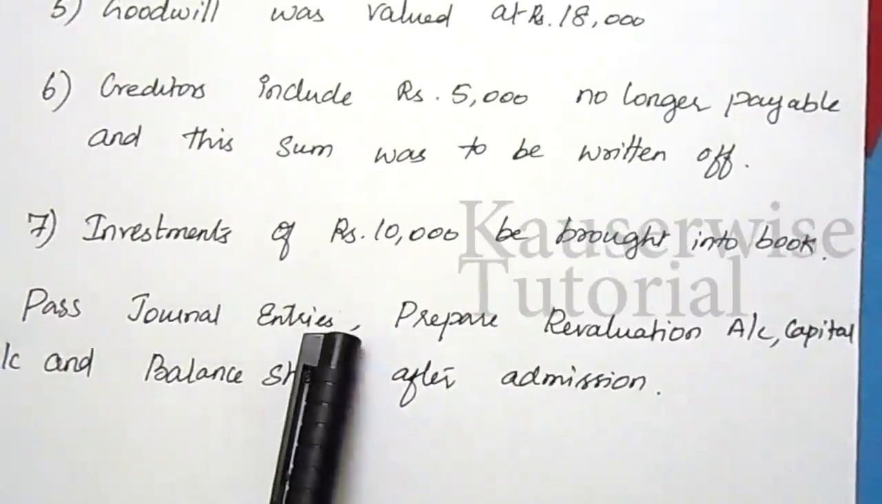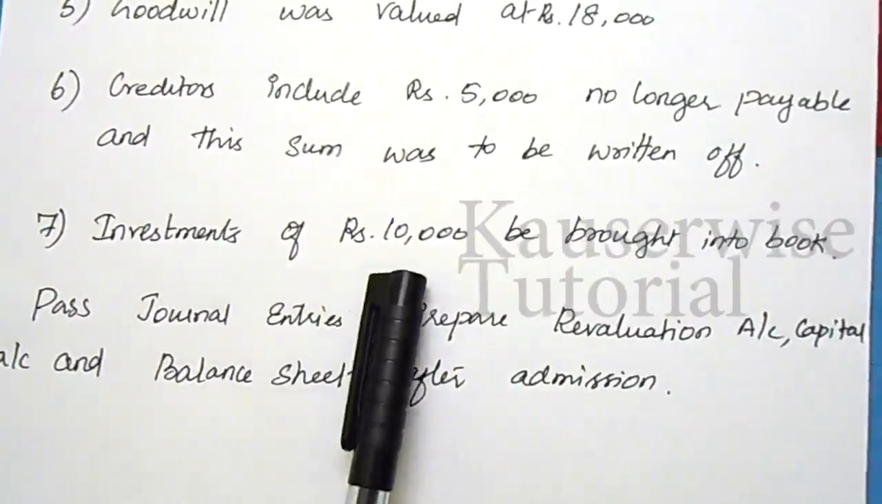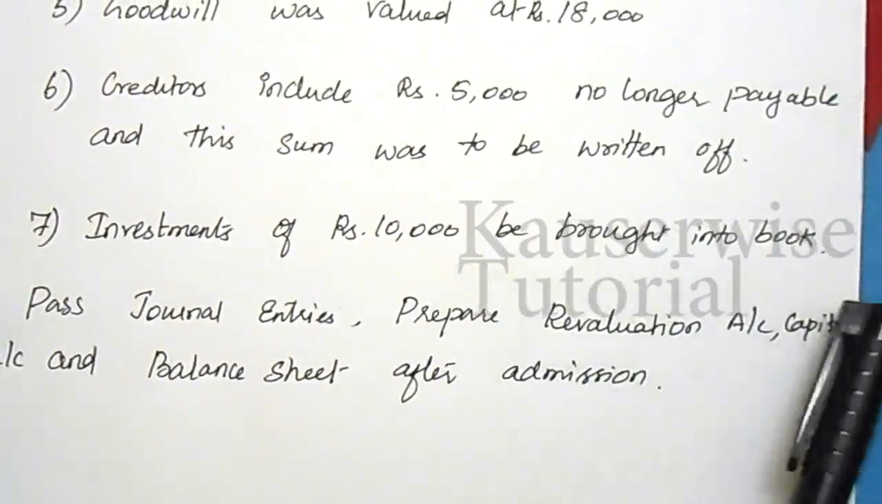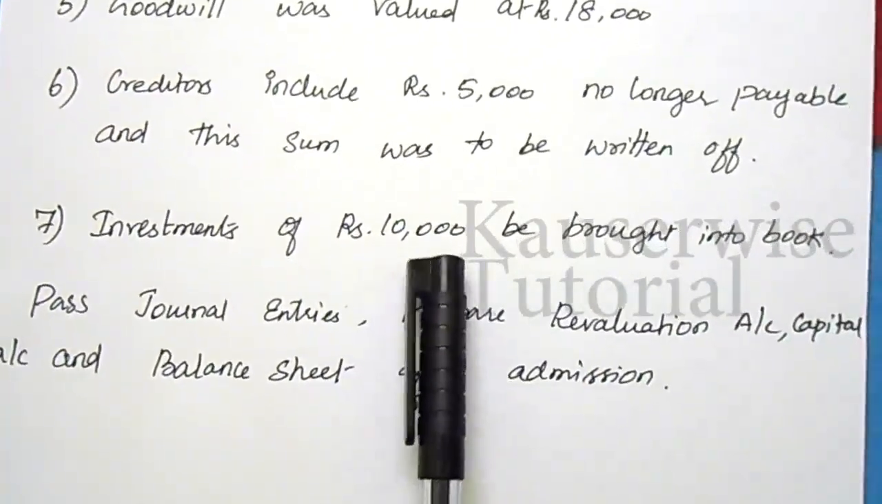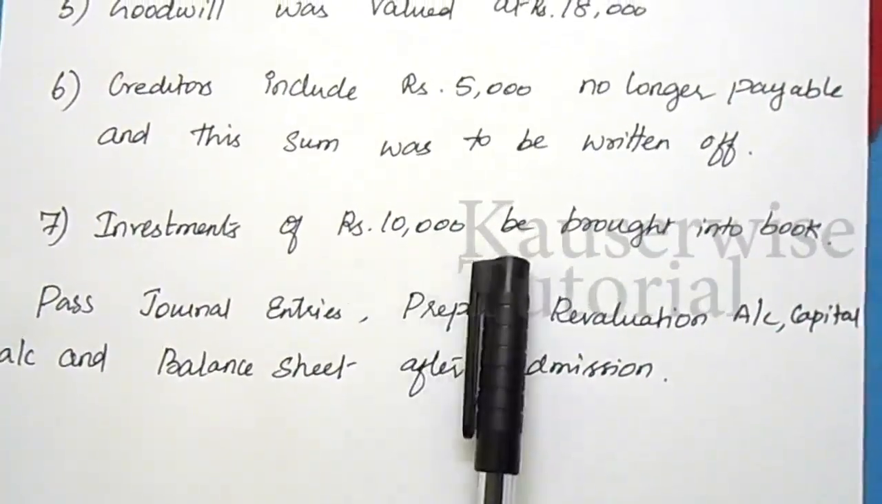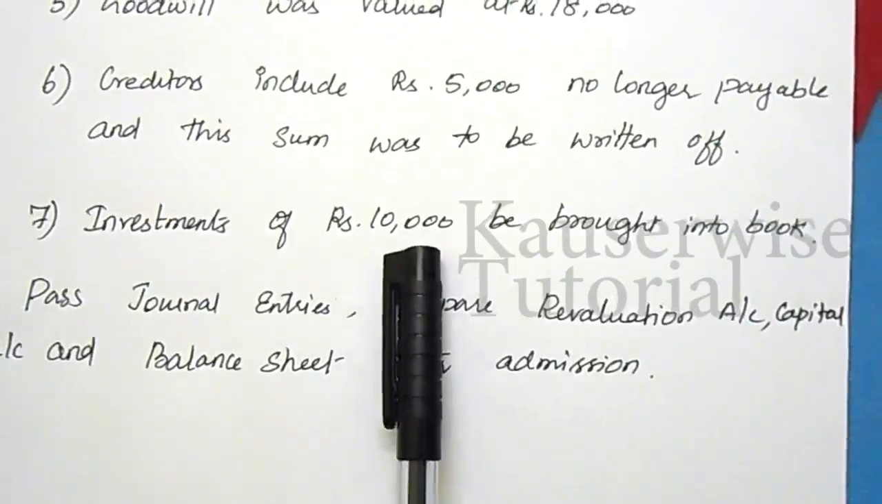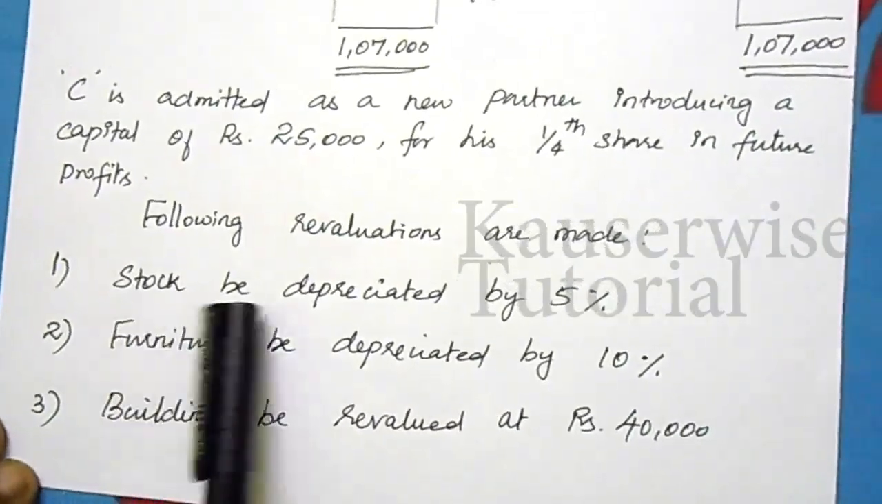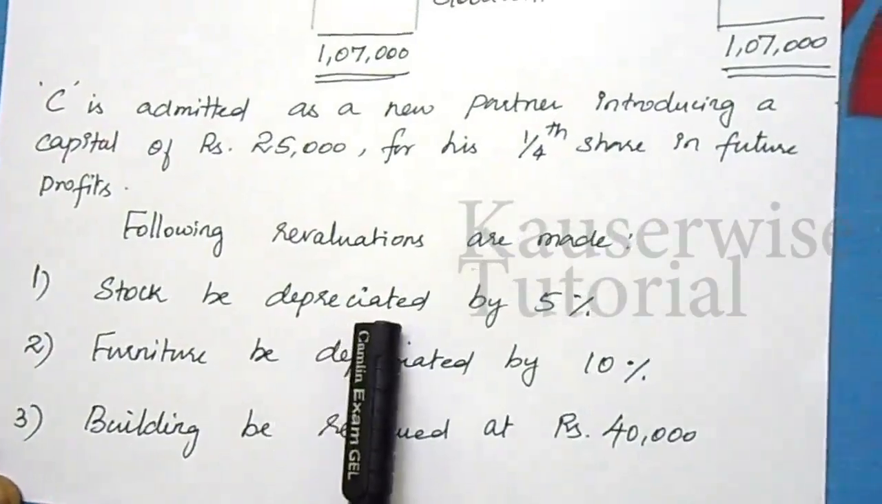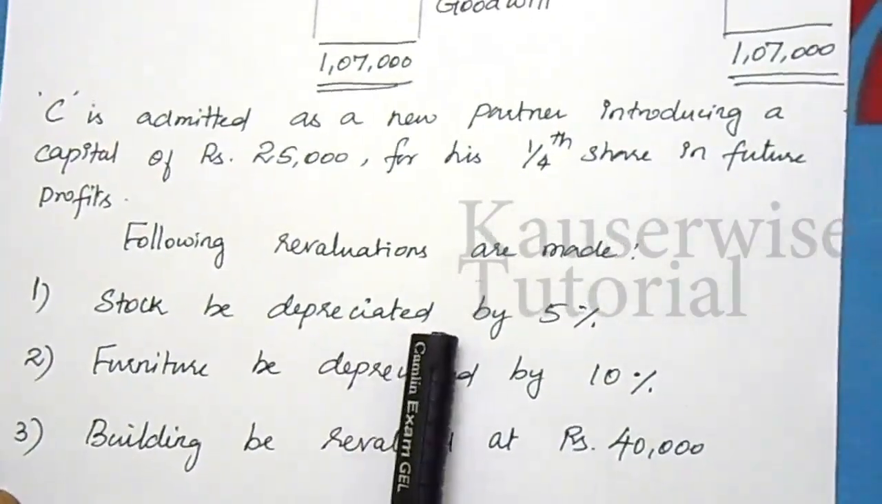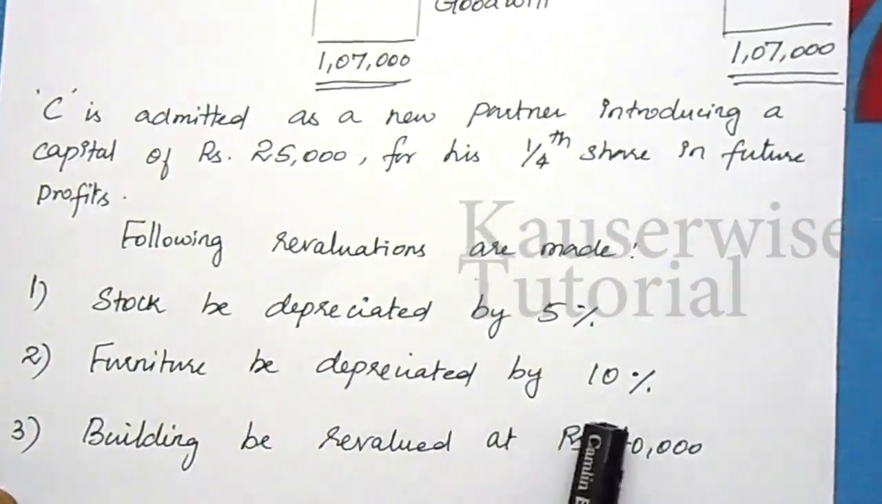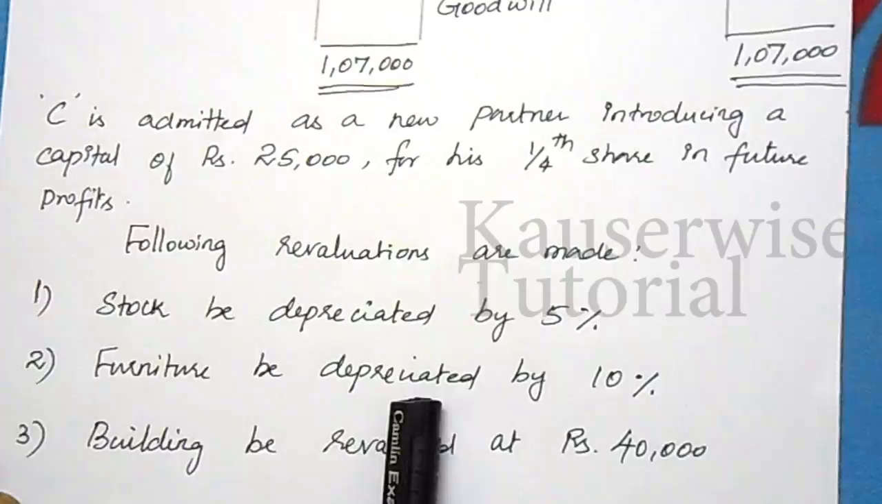Okay, look at the next adjustment. Investment of rupees 10,000 be brought into account. That is an unrecorded asset. Now they are going to record it. So it is also a gain. See the first adjustment. Stock be depreciated. So any asset decrease is a loss. Furniture depreciated by 10%. It is also a loss item.